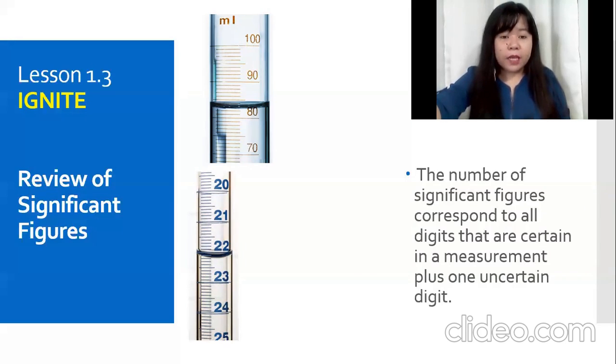So we can report the measurement to be 22.2 ml and add an uncertain digit, which in this case I'd say is 0, because it looks like the lower meniscus falls exactly at the 22.2 ml mark. So if we add an uncertain digit, that would be a 0. So the final reading is 22.20.